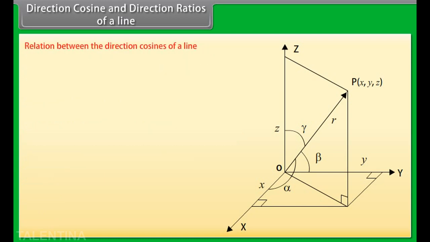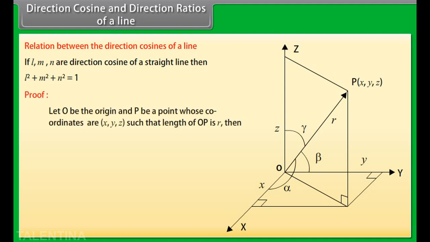Relation between the direction cosines of a line. If L, M, N are direction cosines of a straight line, then L square plus M square plus N square equals 1. Proof. Let O be the origin and P be a point whose coordinates are x, y, z such that length of OP is r, then x is equal to LR, y equals MR, z equals NR.